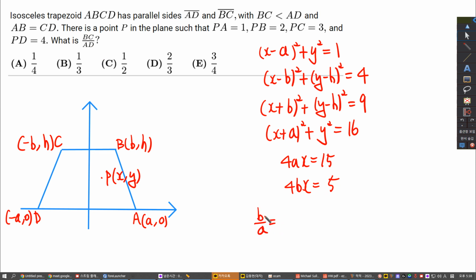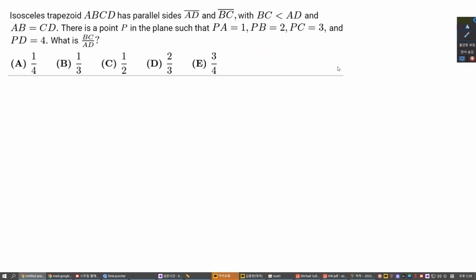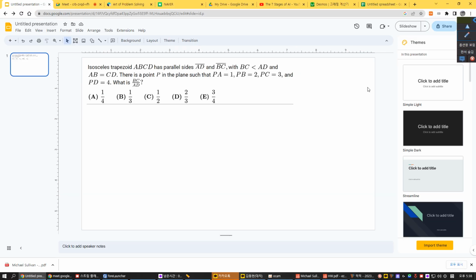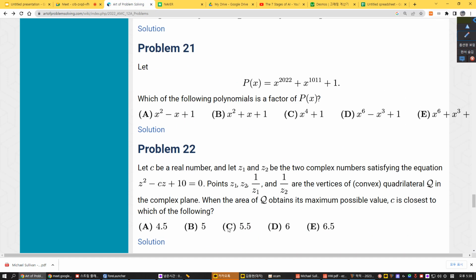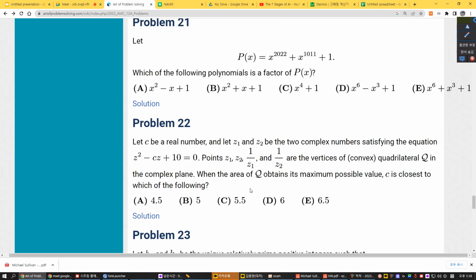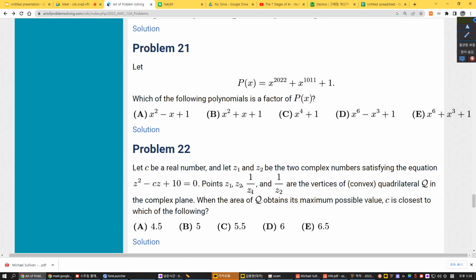So what's the ratio of b to a? Can you simplify? One third. Wait, 1 to 3. Yeah, 1 to 3. So the answer is B. Yep. So number 21.